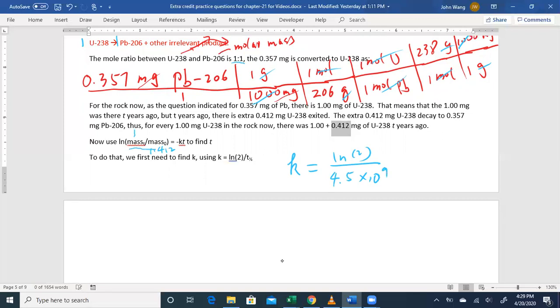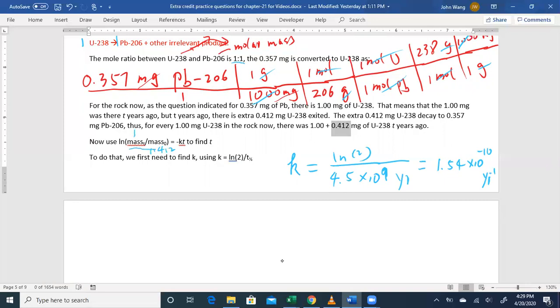So this 4.5 times 10 to the positive 9 years is the half-life of uranium-238. So we find out this K is 1.54 times 10 to the negative 10 year to the negative 1 power.